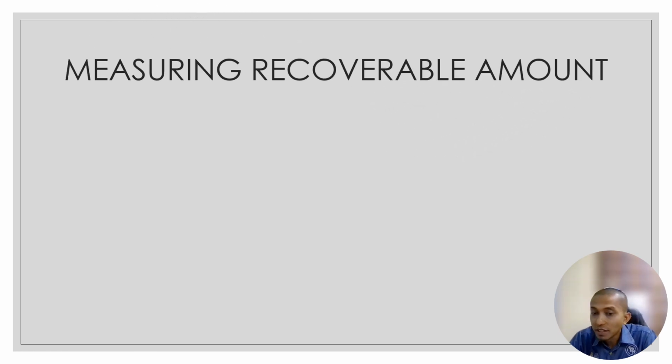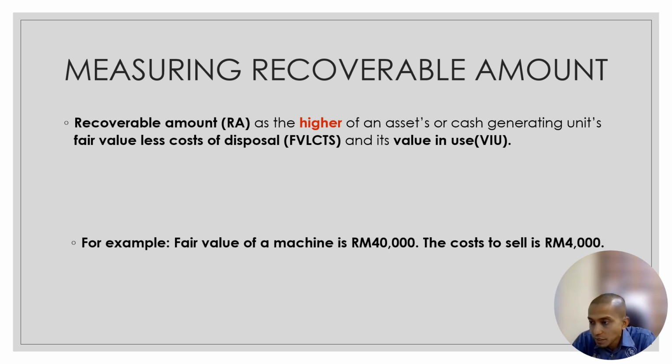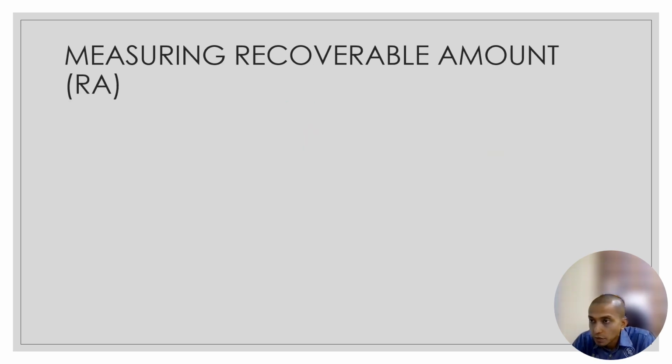This is measuring the recoverable amount. How do we determine recoverable amount? As I mentioned earlier, recoverable amount is the higher of the asset's or cash generating unit's fair value less cost of disposal, or cost to sell, and value in use. For example, the question gives you the fair value of the machine as 40,000 and the cost to sell as 4,000. So what is fair value less cost to sell? 40 less 4 equals 36,000.